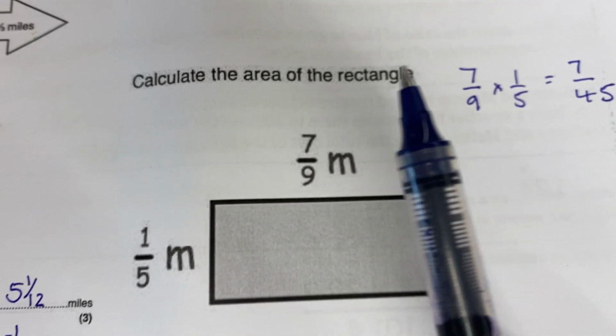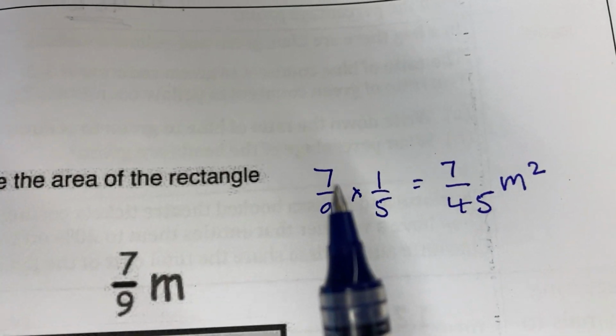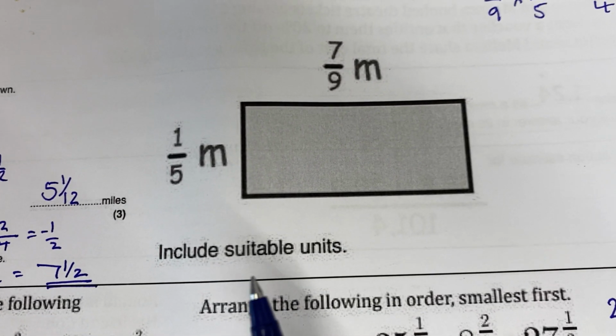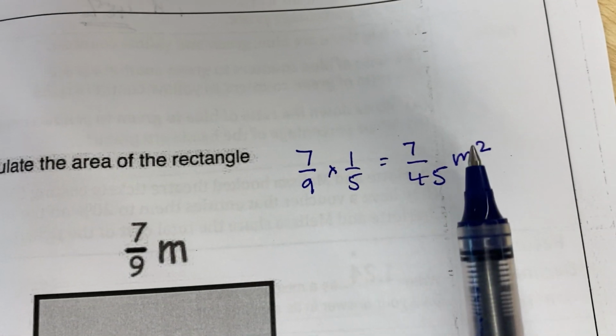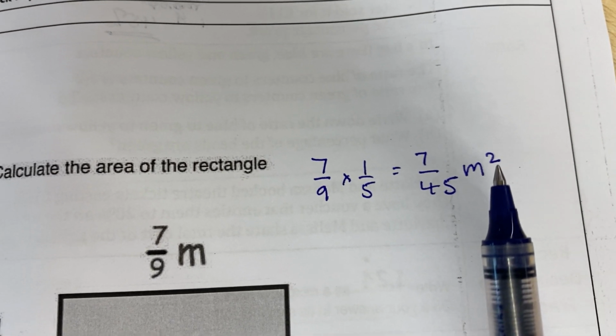Here, calculate the area of the rectangle. So it's literally going to be 7 over 9 times 1 over 5. When you multiply, you just simply times the top together and the bottom together. But it does say, must include suitable units. So you have to include m squared, m to the power of 2, meters squared.